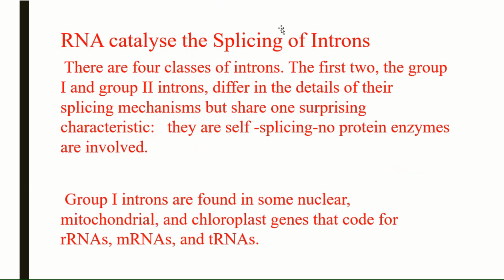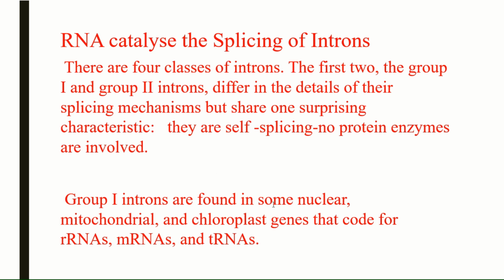RNA catalyzes the splicing of introns. There are 4 classes of introns. The first two, the group 1 and 2 introns, differ in details of their splicing mechanism but share one surprising characteristic. They are self-splicing, and no protein enzymes are involved.